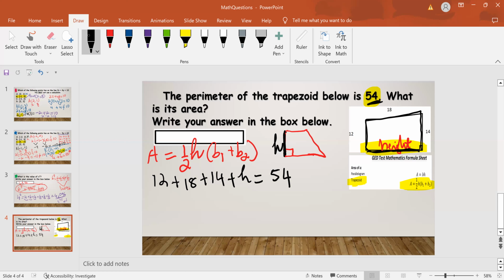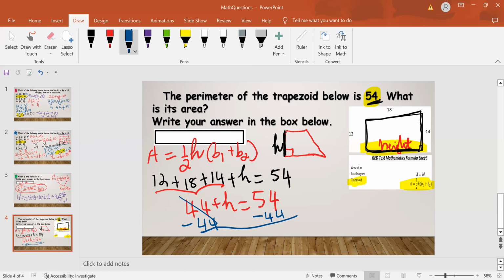If you add all these numbers here, that gives you what? 44. So 44 plus the height equals 54, or the missing number equals 54. Now to find that missing number, which is the height, we subtract 44 from both sides. Doing this, you see that H is equal to 10. 54 minus 44 is 10. Now we know H, and then we can calculate the area.